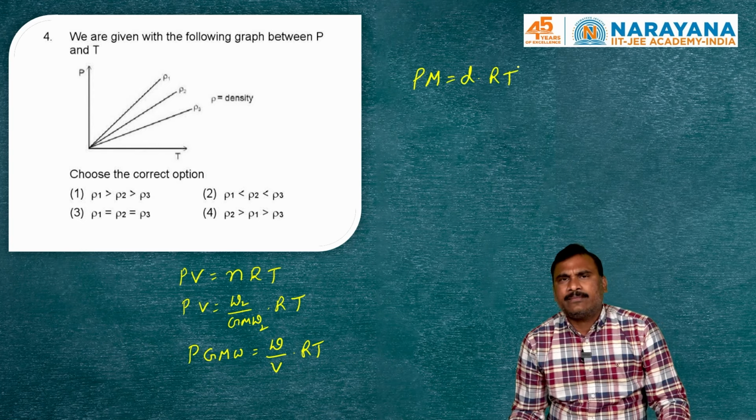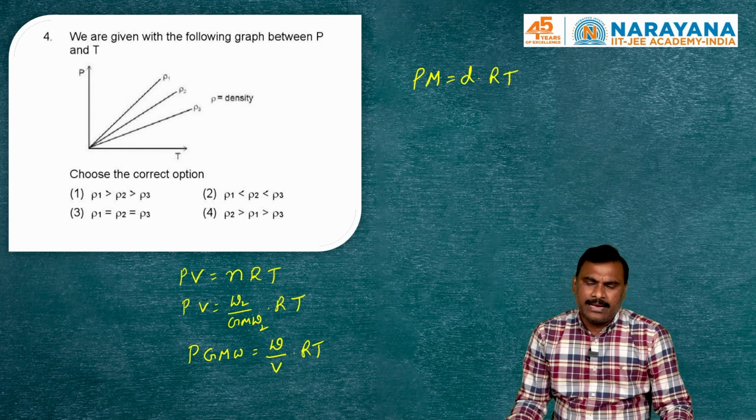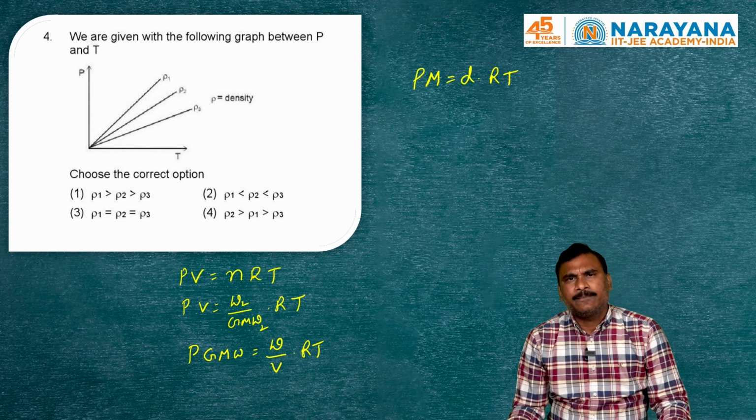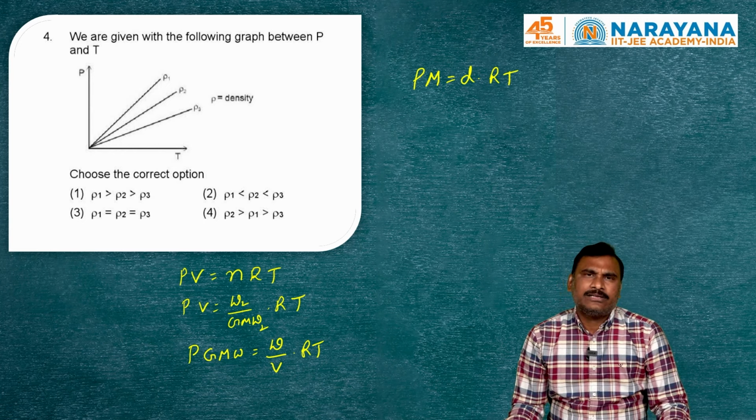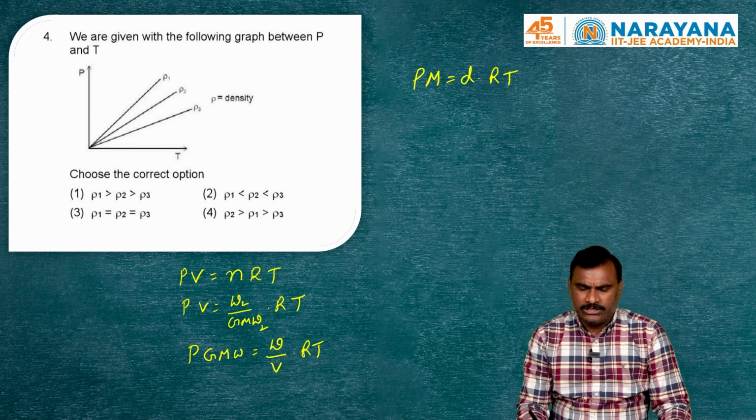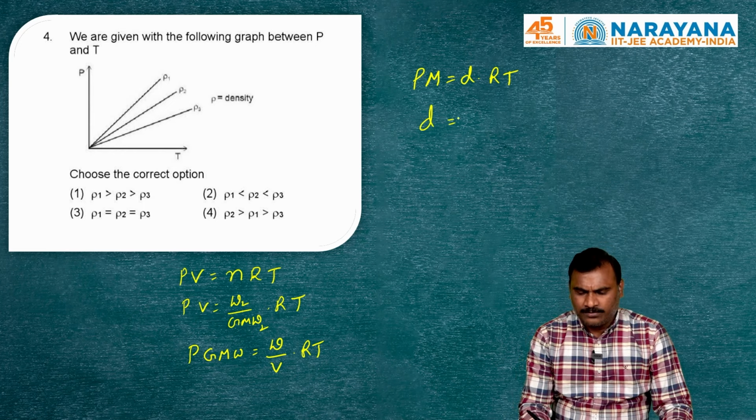Here P is nothing but pressure, M is nothing but the gram molecular weight of the gas, D is density, R is the gas constant, and T is the temperature. Then D is equal to what can I write?